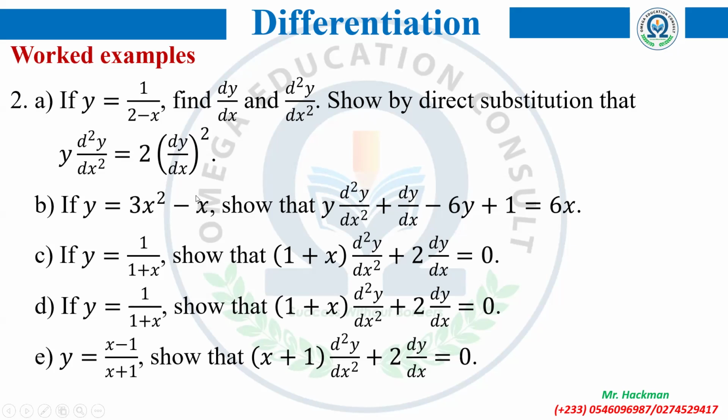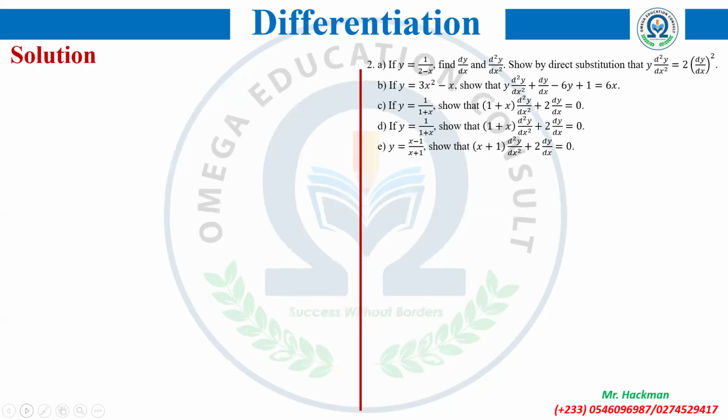An interesting question. Find dy/dx, then d squared y over dx squared, then show by direct substitution that this holds. So when you read the question, I've told you, immediately you see "show", you have to underline it. Show is very critical. It will guide you as to how best to draw your conclusion. So question 2a. What am I given? I've been given y is equal to 1 over 2 minus x. Let's see what is going to happen.